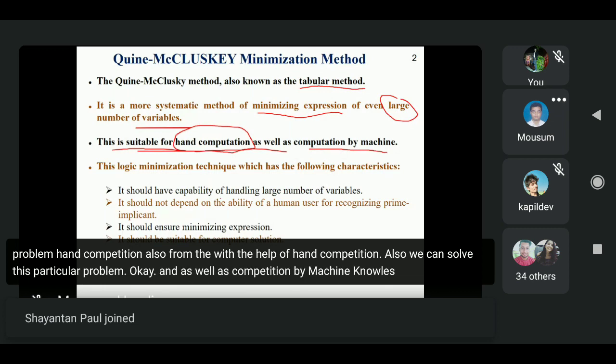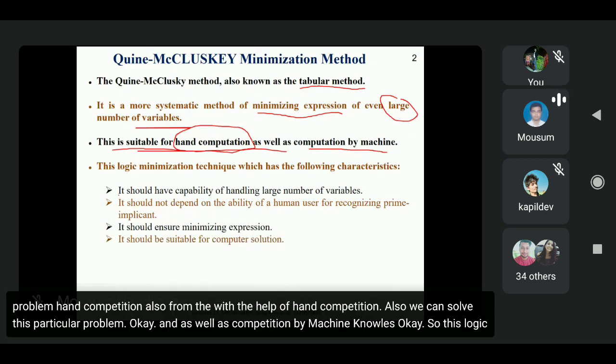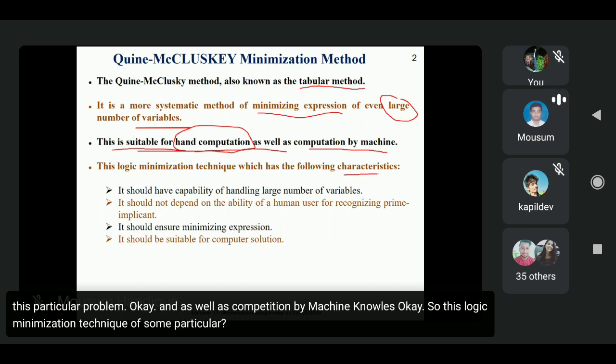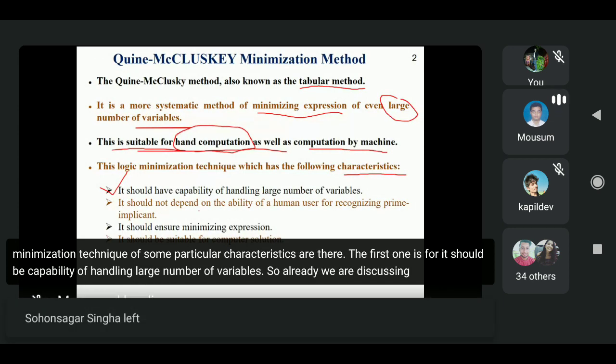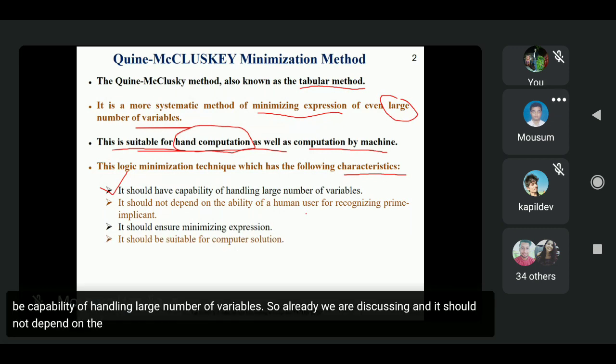This logic minimization technique has some particular characteristics. The first one is that it should be capable of handling a large number of variables. As we already discussed, it should not depend on the ability of the human user for recognizing prime implicants.